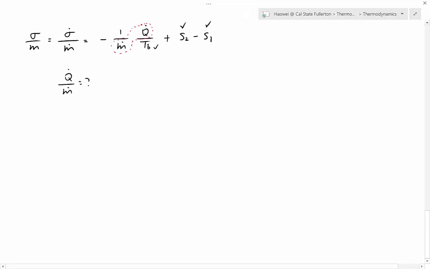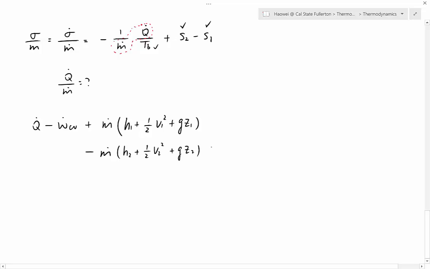Because it is a control volume, we have to use the long version of the first law, which is Q dot minus W dot CV plus M dot times (H1 plus 1/2 V1 squared plus GZ1), we only have one inlet, minus M dot times (H2 plus 1/2 V2 squared plus GZ2). And the right-hand side will still be dE over dt. The right-hand side goes to 0 because of steady state.